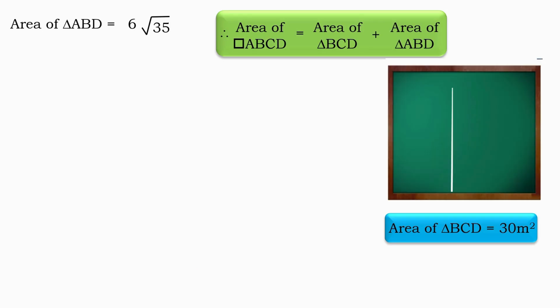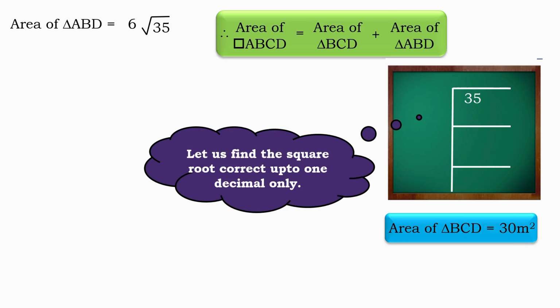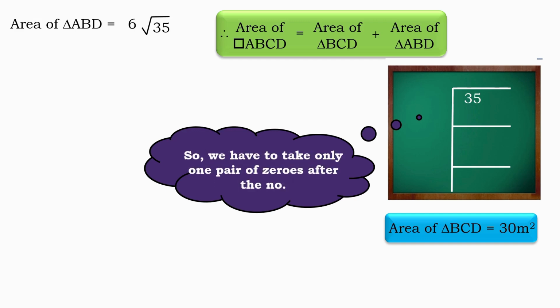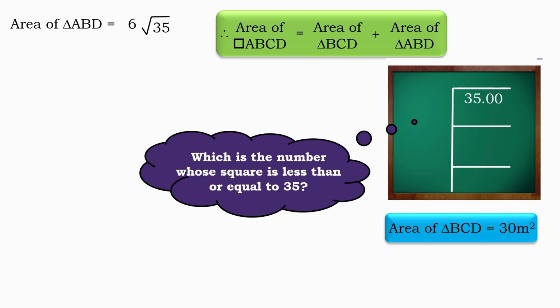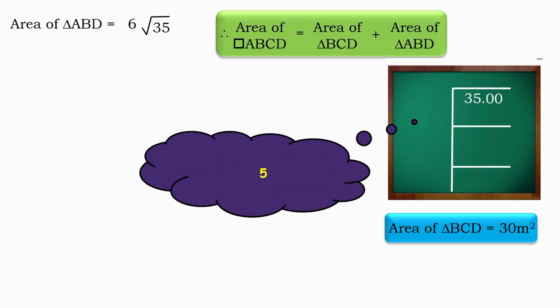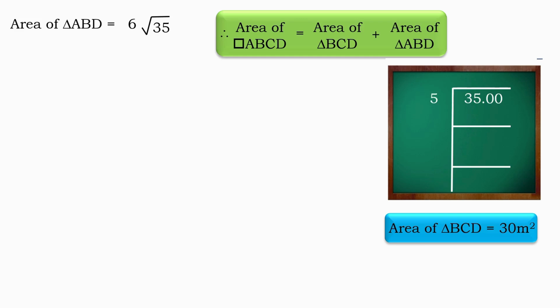So let us do the division. Let us find the square root correct up to 1 decimal only. So we have to take only one pair of zeros after the number, since we are trying to find only one decimal number. So 35.00. Which is the number whose square is less than or equal to 35? That is 5, because 5 square is 25, and 6 square is 36, which is greater. So we have to take 5 here. We'll write 5, and at the top also we'll write 5. So 5 into 5 is 25. That will be the remainder 10.